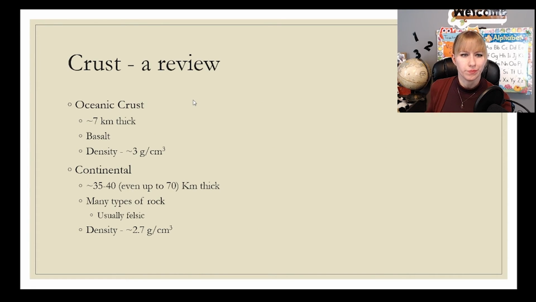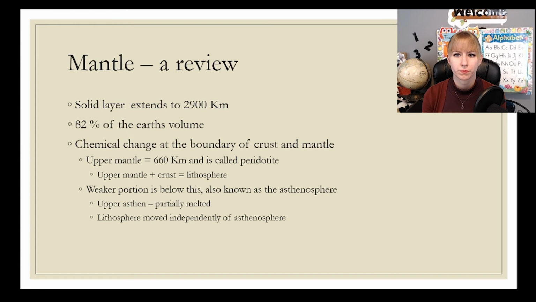Let's talk about the crust. The ocean crust is about 7 kilometers thick. It is predominantly basalt, and it has a density of about 3 grams per centimeter cubed. Continental crust is about 35 to 40 and even up to 70 kilometers thick in some areas. Many types of rock make up the crust, but these are usually felsic. The density is going to be about 2.7 grams per centimeter cubed.